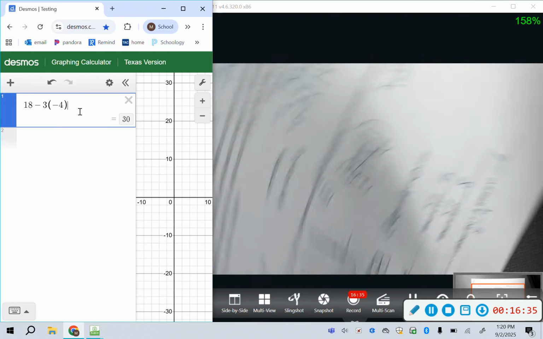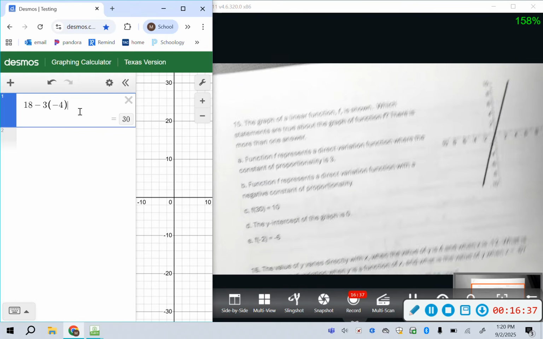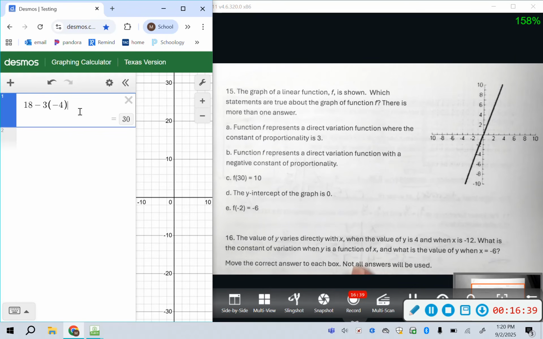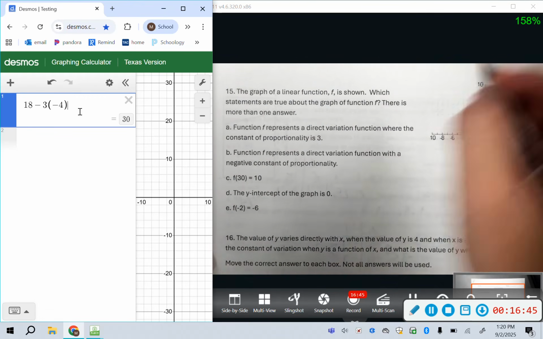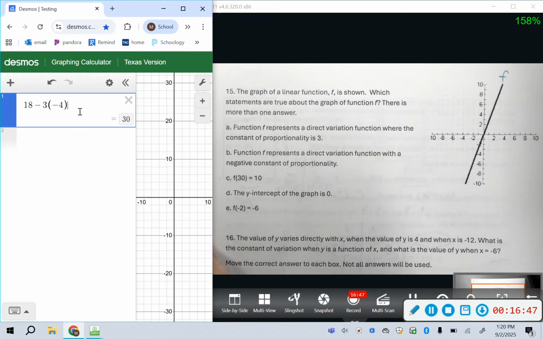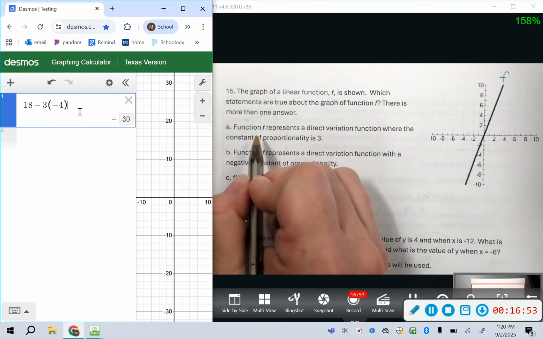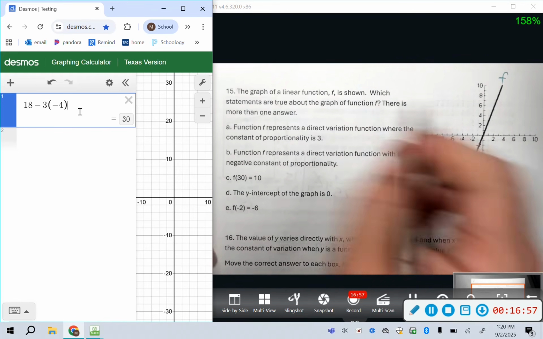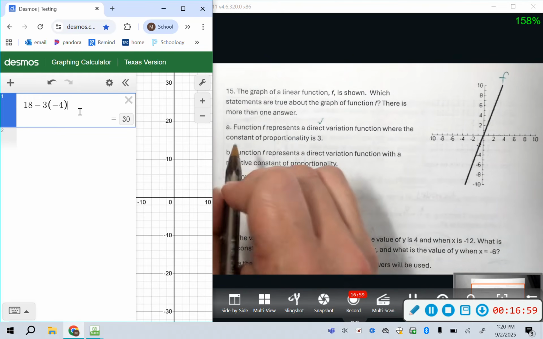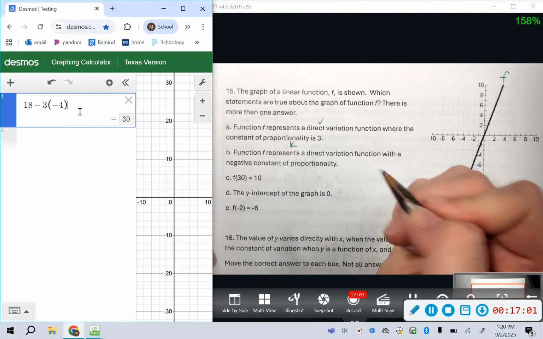Okay, let's flip to number 15. This one says the graph of a linear function f is shown. Which statements, multiple, are true about the graph of the function? There is more than one answer. So, function f represents a direct variation. It is linear and it does go through the origin, so it is direct variation, where the constant of proportionality, that's our k, is 3.